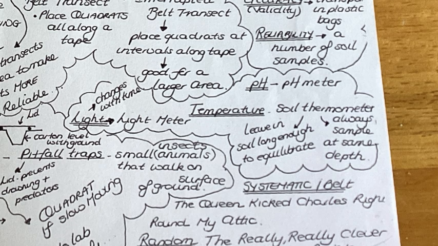Sometimes in questions you're asked how you would measure abiotic factors. So here are 3 good examples. If you were measuring the pH of soil, you would use a pH meter. If you were measuring the temperature of the soil or of water, you would use a soil or a water thermometer.